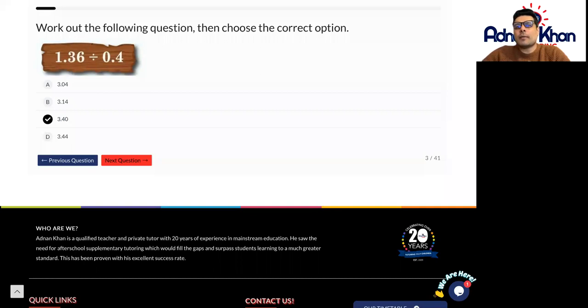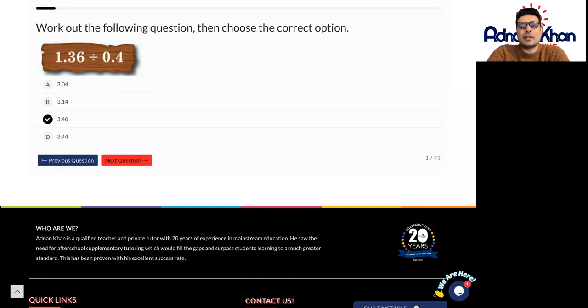Here you've got around about 41 very different types of questions ranging from mental arithmetic to maths reasoning questions as well. So you'll have to try and work out every single question independently of each other, not using a calculator. But let's have a look at question number 3 as an example.